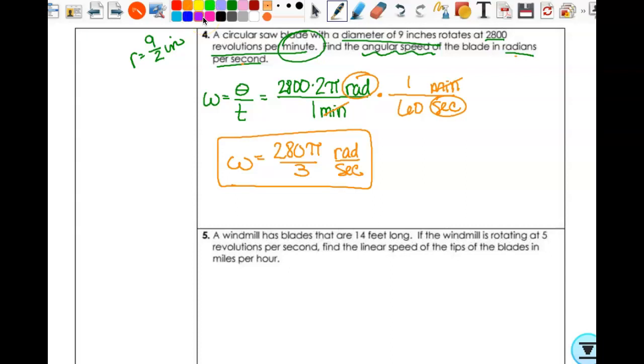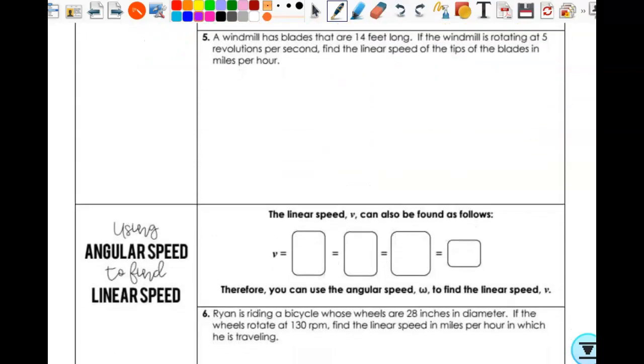All right, so then a windmill has blades that are 14 feet long. So is that going to be the radius or the diameter? A windmill. Here's my windmill, right? Where are my blades? With the radius or the diameter? The radius, okay? The windmill is rotating at 5 revolutions per second. Find the linear speed of the tips of the blades in miles per hour.